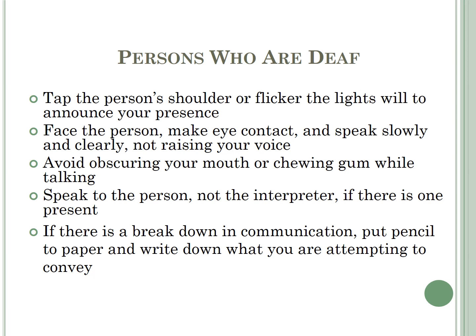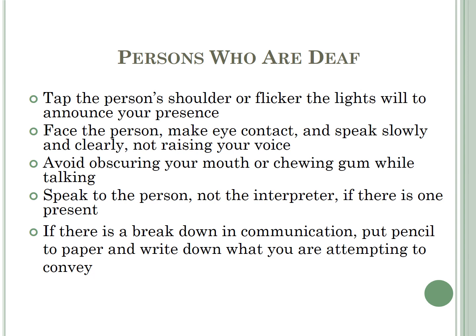For persons who are deaf, it's helpful to tap the person's shoulder or flicker the lights to let them know that you're in the room with them. And you're going to want to face the person and make eye contact and speak slowly and clearly, but don't raise your voice. And you'll want to make sure that you're not obscuring your mouth at all or chewing gum, because the person is going to be looking at your mouth and trying to read your lips.